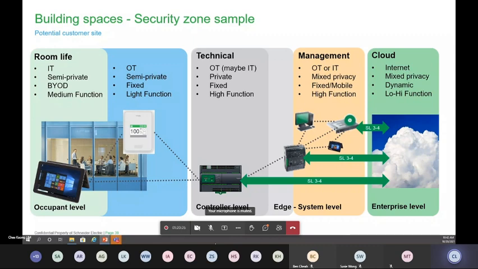This is where we are pretty happy to say that we are slightly different compared to our competition, to a certain extent. Most of our competition that we've been hearing in the market address cybersecurity from cloud to management to technical, up to the controller level. That's pretty much where they will stop, right? In Schneider's context, we move even further than that. We move down to the OT level, which is the field devices.